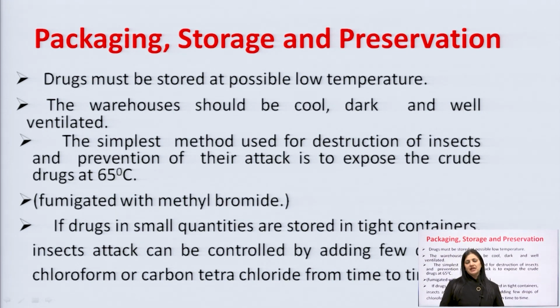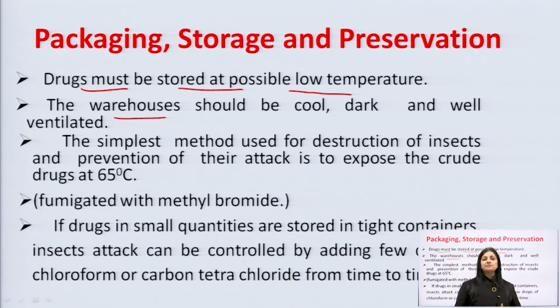Another factor which we need to consider while packaging, storage and preservation is that drugs must be stored at the lowest possible temperature. The warehouses, the area where the storage is being done, jo godam hai jahan pe aap usko store karte ho, that should be cool, dark and well ventilated. The simplest method used for the destruction of insects and prevention of their attack is to expose the crude drug to 65 degrees Celsius, or generally it can be fumigated with methyl bromide.